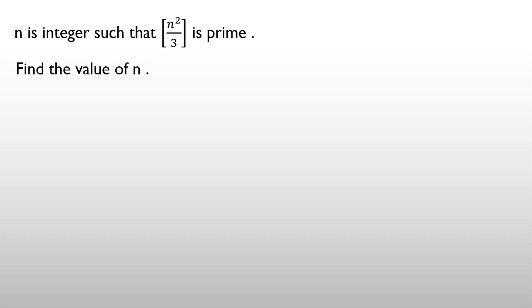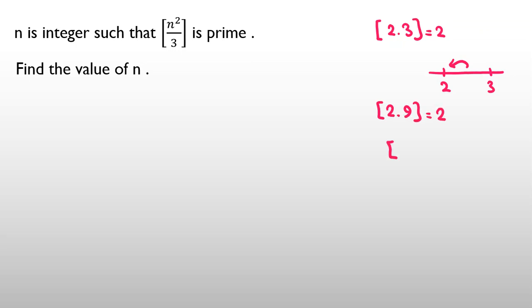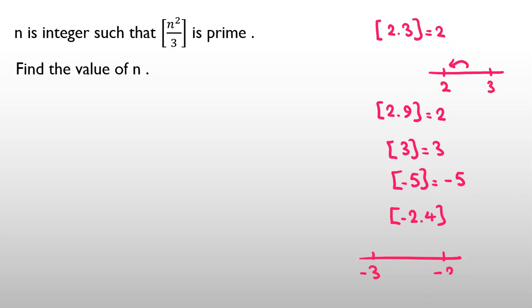Okay. For solving this, let me first explain what the integer part is. If it is, for example, 2.3, you say 2. You should see which two numbers it is between and round it to the smaller one. If it is 2.9, again it is 2. If it is an integer, for example, GIF of 3 is 3, GIF of negative 5 is negative 5. And the last one I should tell you, GIF of negative 2.4. You should see it is between negative 3 and negative 2, and rounding to the smaller number, it will be negative 3.